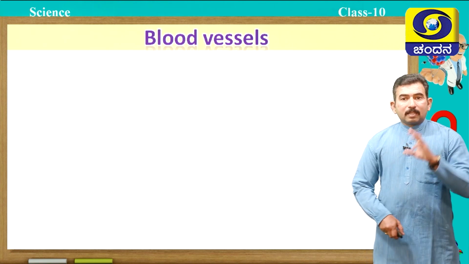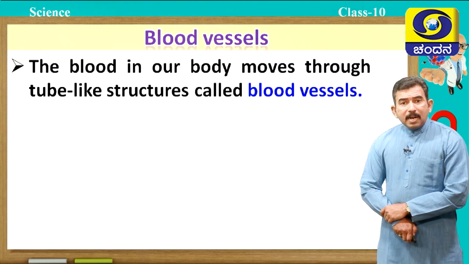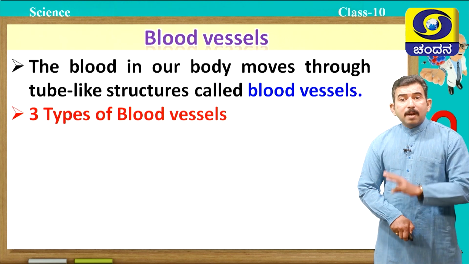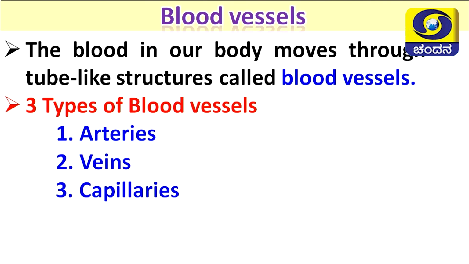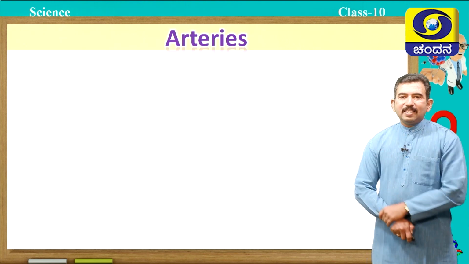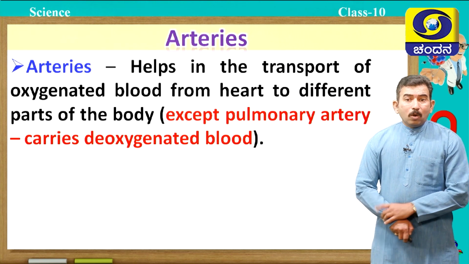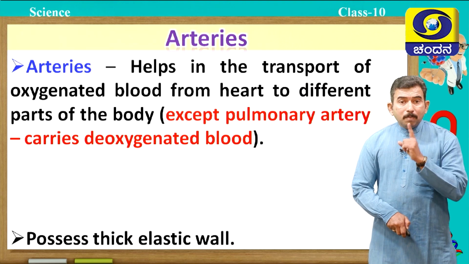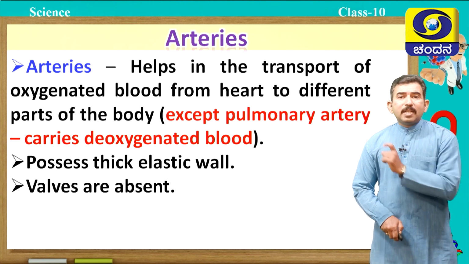Next, let us discuss the third important part of our circulatory system, that is blood vessels. The blood in our body moves through tube-like structures called blood vessels, and these blood vessels can be classified mainly into three types. First one is arteries, second one is veins, and third one is capillaries. Now let us discuss each type and its function. First one, arteries. Arteries help in the transport of oxygenated blood from heart to different parts of the body. The only exception is the pulmonary artery, which carries deoxygenated blood. And remember one more thing, these arteries possess a very thick elastic wall, and valves are absent in arteries.